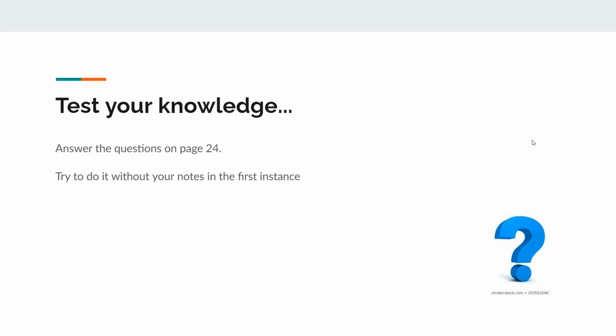Answer the questions on page 24. Again, try and do it without your notes in the first instance, but then go back and use your notes if you need to. Again, I would pause here and come back to the rest of it when you're done. We haven't got much left now, but I will answer these questions first before you move on.